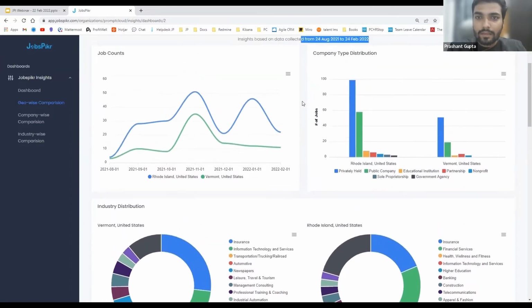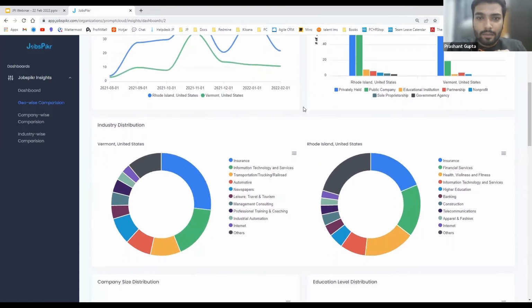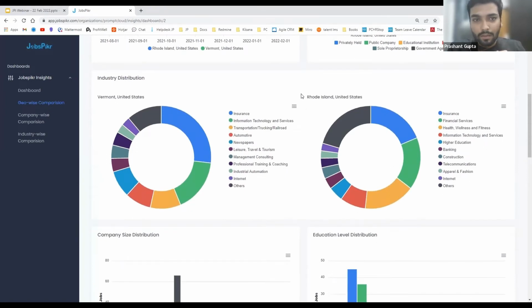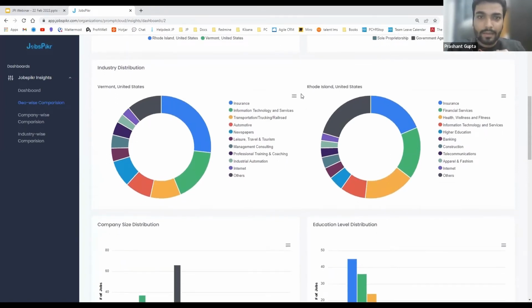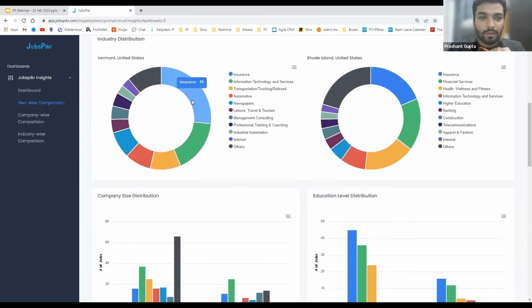Then these are the other visualizations which we provide to understand more about the particular requirement, the industry distribution of a particular role. Let's say we are looking at the data science job role. In Vermont and Rhode Island, the majority of these openings are from insurance companies. That makes sense because it could be related to credit card assessment and loan assessments, and insurance fraud and these types of analysis.